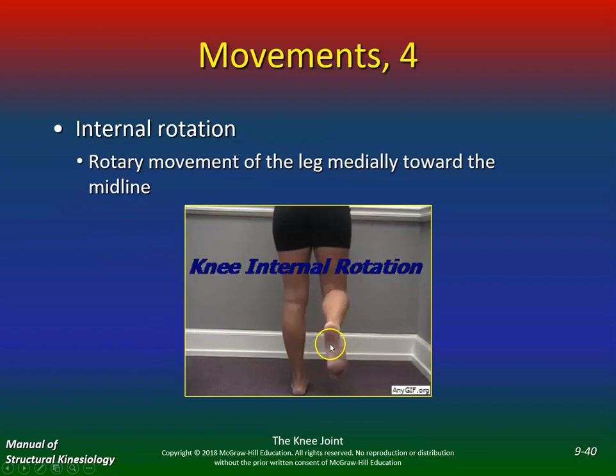This is internal rotation. So remember, the tibia needs internal and external rotation. If you get excessive internal and external rotation, then you can get meniscal injuries, ACL injuries, etc., etc. But you need a little bit of that for normal movement.